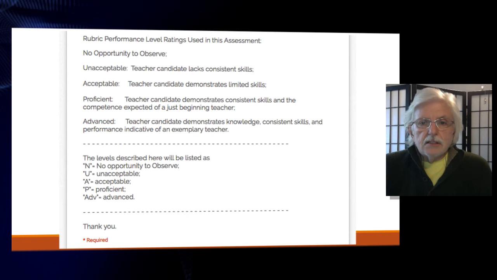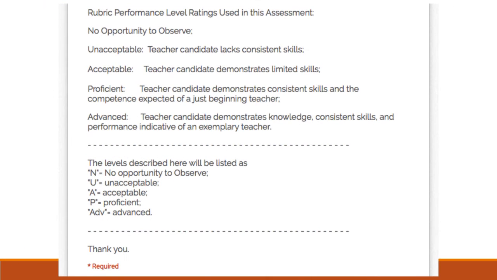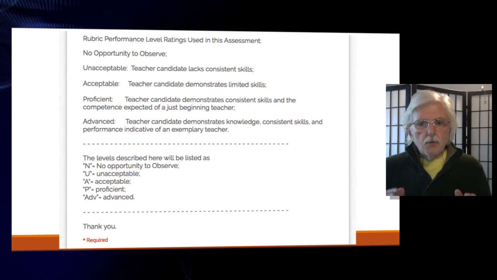Then on the second screen, as you go down, you're going to see that we consistently use the same terms throughout the assessment so that you don't have to memorize one set or look at one set. The lowest level is unacceptable. The candidate lacks consistent skills. We hope no one receives that, but that's a possibility. Acceptable: the teacher candidate demonstrates limited skills. We honestly believe that's where most of our candidates are going to be scored, because they're just beginning in F200. So we hope that they're acceptable and have some limited skills.